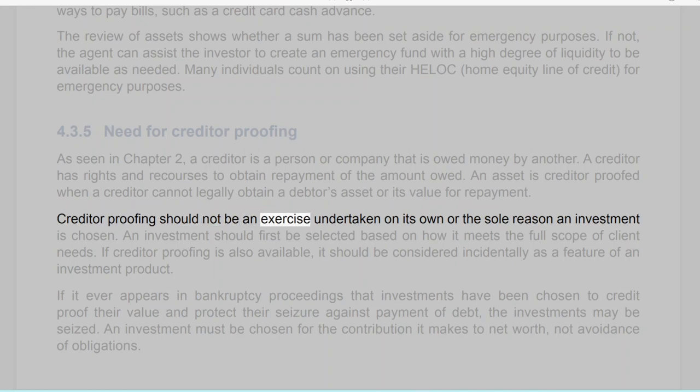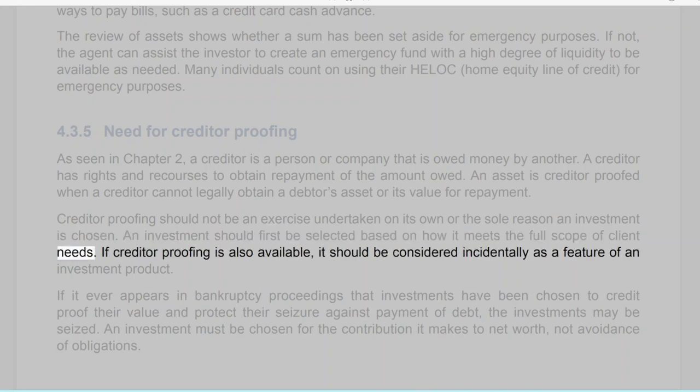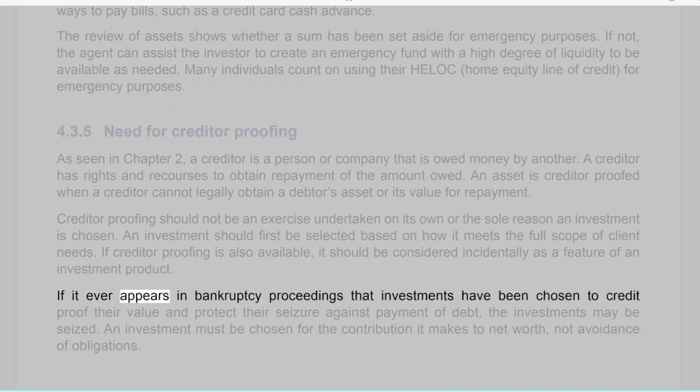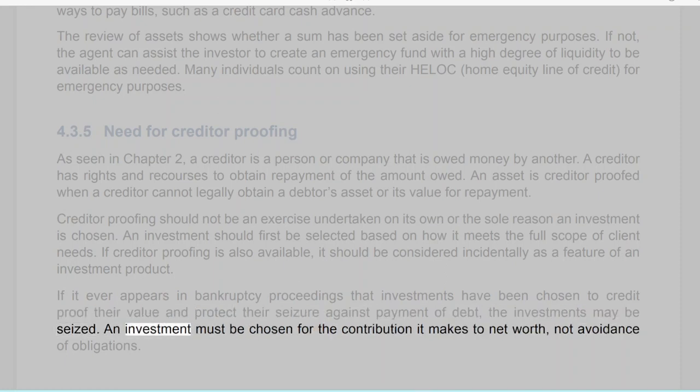Creditor-proofing should not be an exercise undertaken on its own or the sole reason an investment is chosen. An investment should first be selected based on how it meets the full scope of client needs. If creditor-proofing is also available, it should be considered incidentally as a feature of an investment product. If it ever appears in bankruptcy proceedings that investments have been chosen to creditor-proof their value and protect them from seizure against payment of debt, the investments may be seized. An investment must be chosen for the contribution it makes to net worth, not avoidance of obligations.